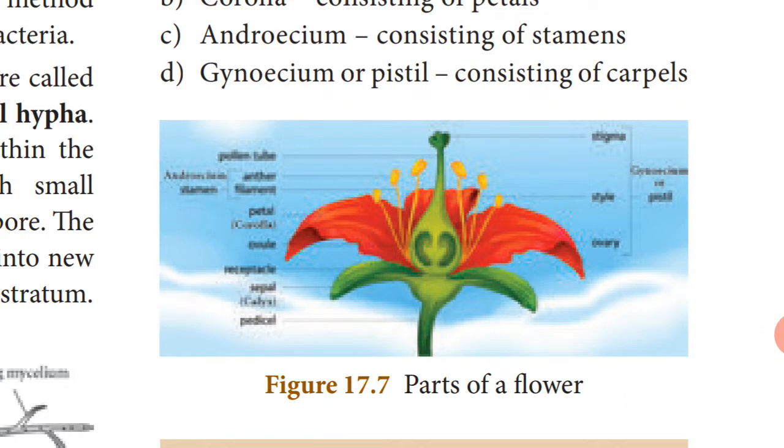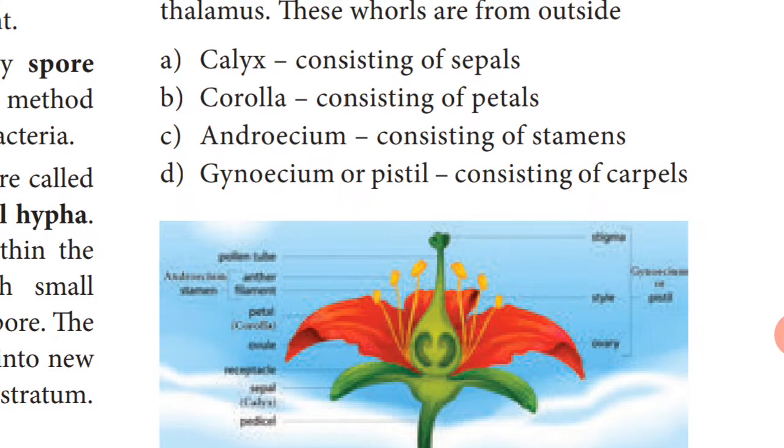In a flower, the outer whorl is green in color, as you know very well. That is called sepal. The green portion of the flower is called sepal, the outer layer. The next layer is a colorful layer, called petals. Inside that, stamens are present. In the center, the carpels are present.